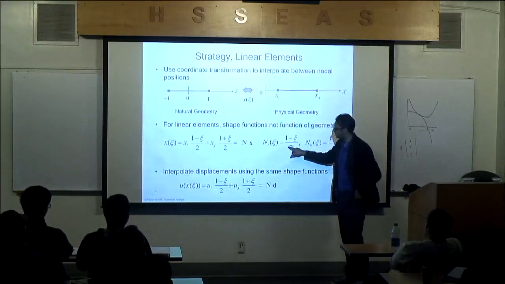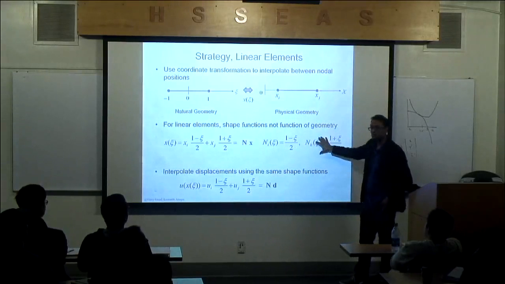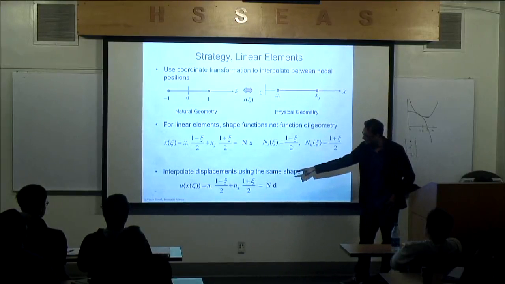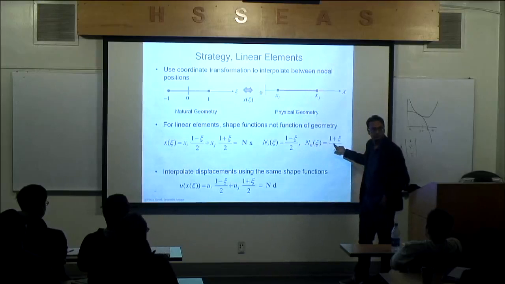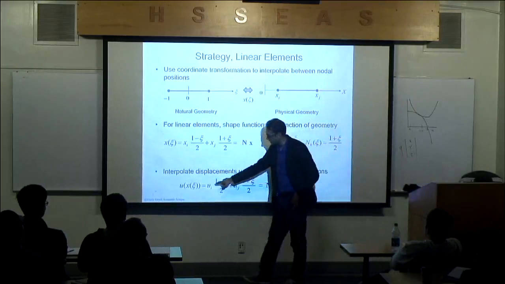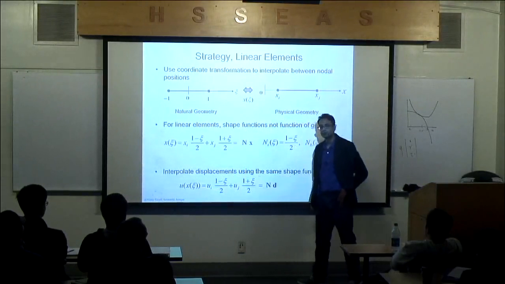Now the shape functions would be (1 minus c) divided by 2 and (1 plus c) divided by 2. And guess what I'm going to do? For my displacements, which is what I'm interested in, I'm going to interpolate them using the same shape functions. So then I have ui times shape function 1 plus uj times shape function 2.